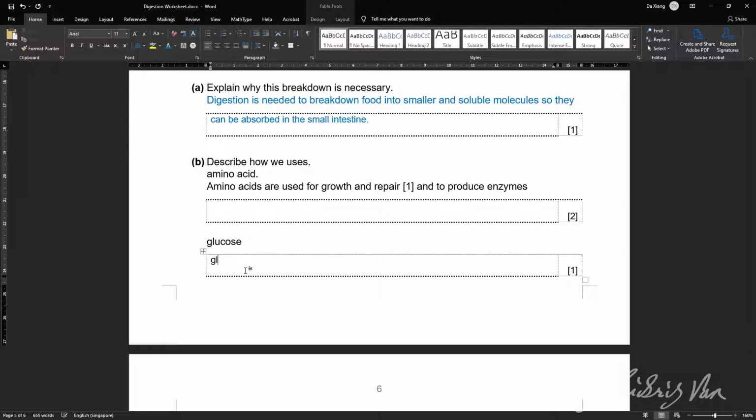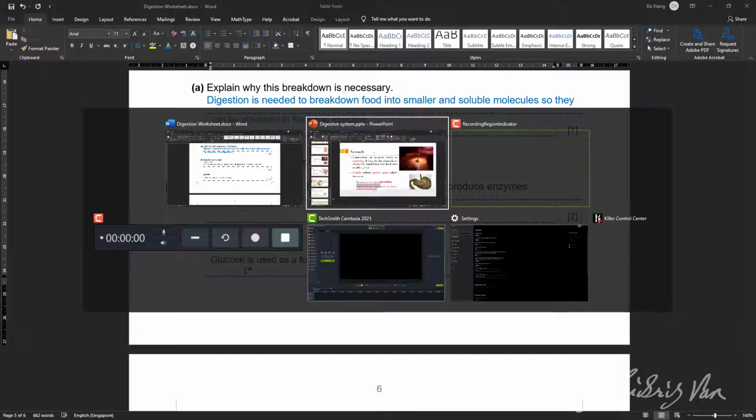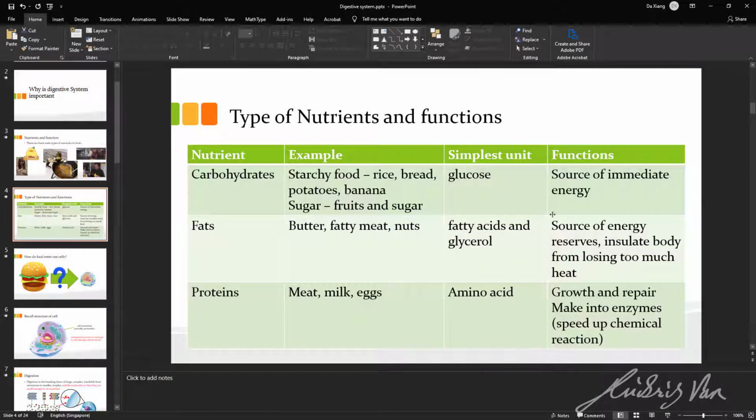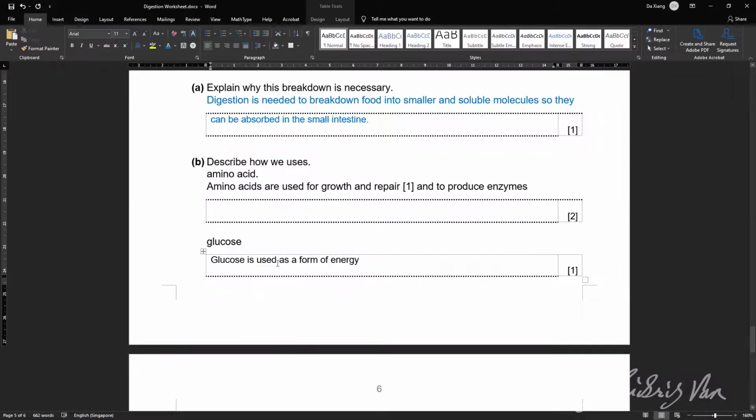Glucose is used for energy. Glucose is used as a form of energy. And this one can be found in your notes, which is down here. Source of immediate energy. So if you want immediate, you can write immediate. Okay, form of immediate energy. But either way is okay.